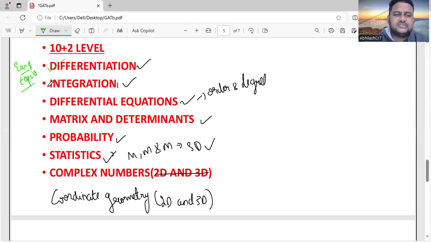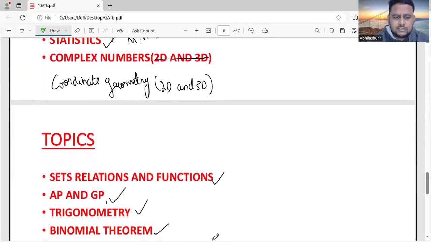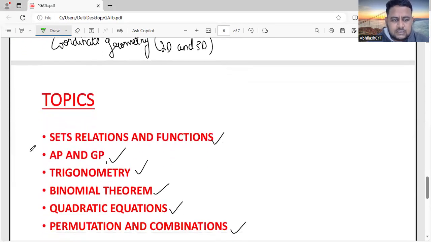So differentiation is easy. The questions that they're asking from differentiation are easy. Integration, differential equation, matrix and determinants. Okay, next is sets, relations, and functions, AP and GP, and quadratic equation. The questions they're asking from these topics are easy.